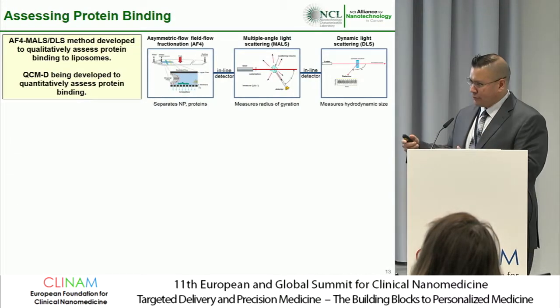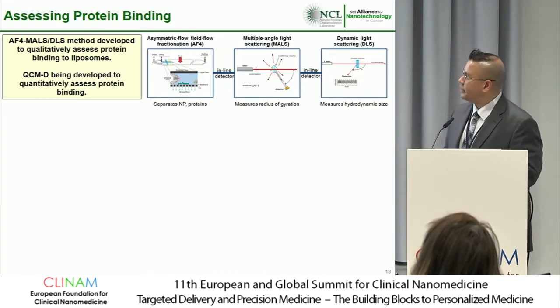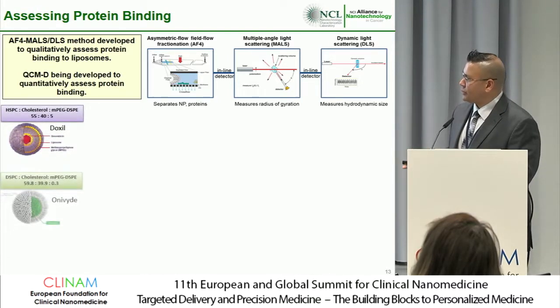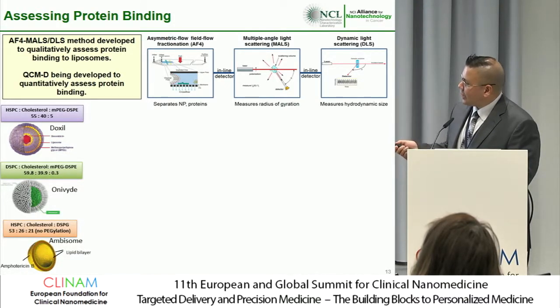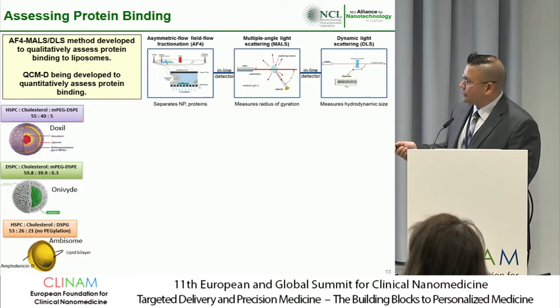My last example, before I move on to my last topic, is to assess protein binding. So this is kind of a hot topic, so to speak. And what we're doing here is we're using AF4 in conjunction with MALS and DLS detection methods. And what we want to use here is basically to see if there's any protein binding to a nanoparticle. So our proof of principle experiment here was to look at 3 commercially available formulations. The first, Doxil. And I want to make note here, this has 5% PEG, lipid PEG on there. If we look at Onivyde, there's a little less, 0.3. And then finally, AmBisome, which has no PEGylation.